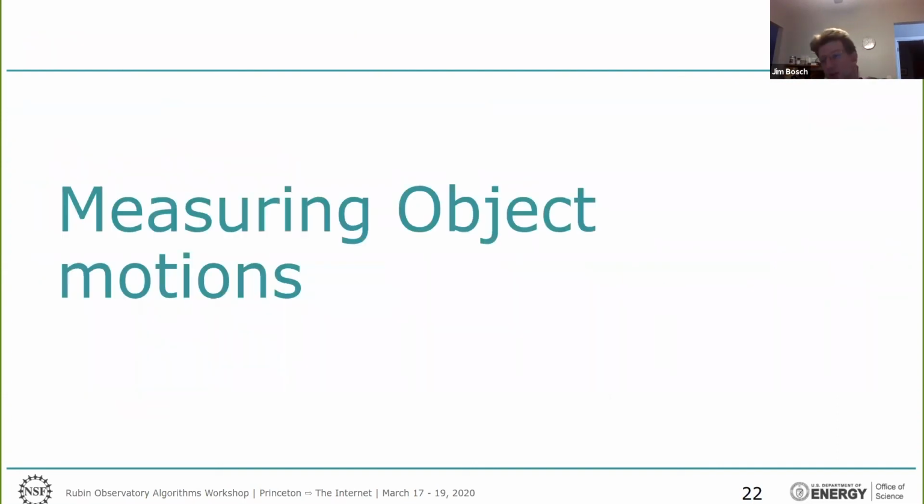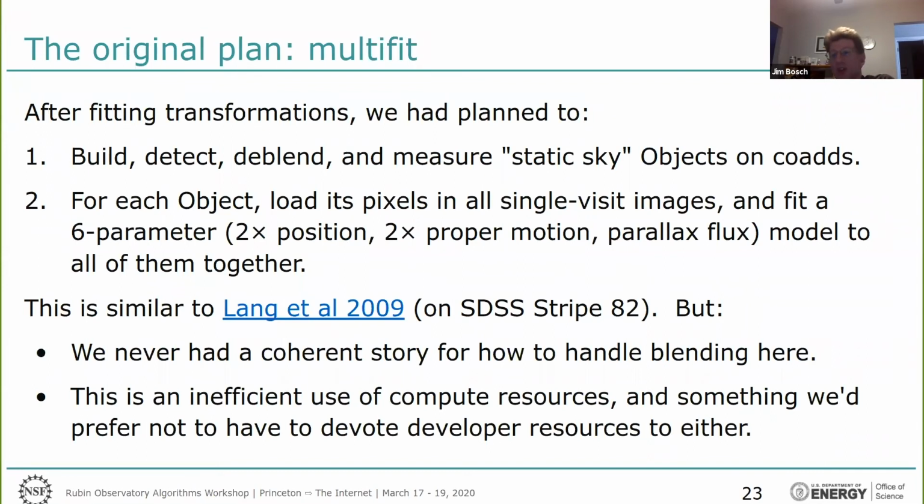So once we've measured those transformations, that's, I think, probably the hardest part of measuring object motions in terms of avoiding systematics. But there are still some catches for measuring object motions in LSST that are not necessarily there for other surveys, and I think it's worth calling those out. So first, I have to talk about what we had originally planned to do for LSST. And this gets back to my talk yesterday on coadds, where I mentioned that we were no longer planning to do multi-epoch fitting. And the original plan for stellar astrometry measurements on objects was multi-epoch fitting.